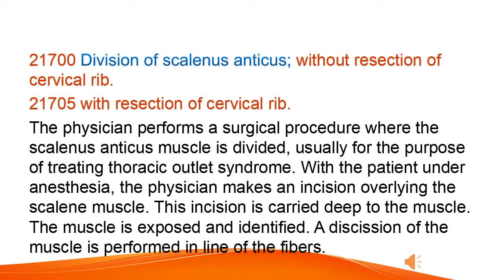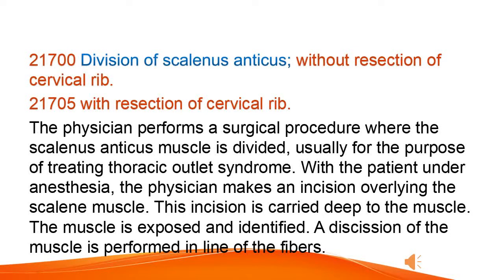Division of scalenus anticus, without resection of cervical rib. With resection of cervical rib, the physician performs a surgical procedure where the scalenus anticus muscle is divided, usually for the purpose of treating thoracic outlet syndrome. With the patient under anesthesia, the physician makes an incision overlying the scalene muscle. This incision is carried deep to the muscle.